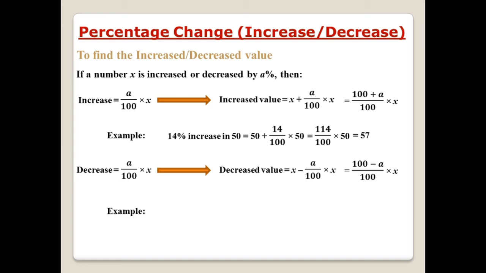For example, 14% decrease in 50 is equal to 50 minus 14 over 100 multiplied by 50. And if you follow the second step, it will be 100 minus 14, that is 86 over 100 multiplied by 50. So the answer is 43.